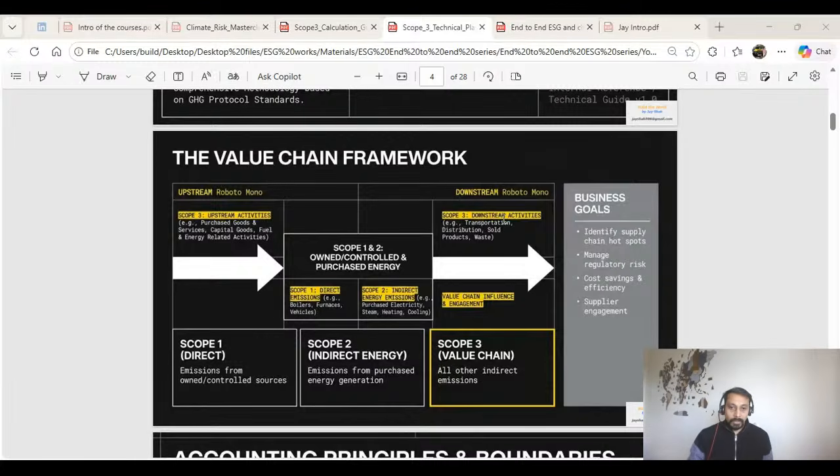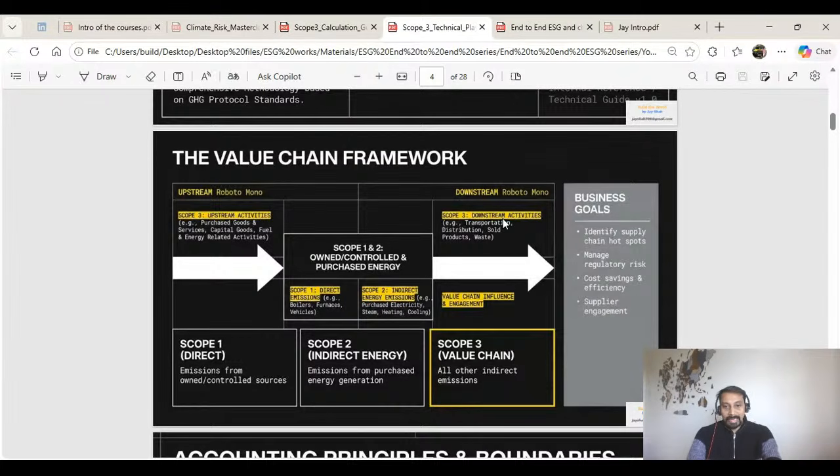From a business perspective, scope 3 is very critical because it reveals supply chain hotspots, regulatory exposures, and cost reduction opportunities. For most organizations, 70 to 90% of your total emissions sit under scope 3. So it is required to calculate it very carefully, so that you can report your scope 3 emissions in your ESG report or non-financial report, and get more branding, more marketing, or more loans, investments, and lending for your products and services.